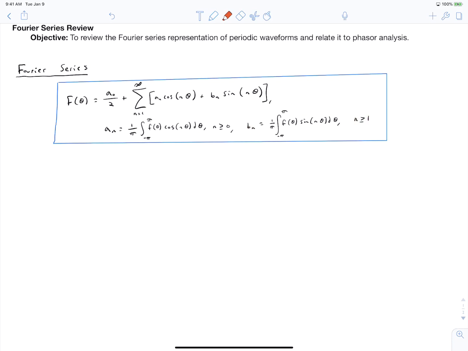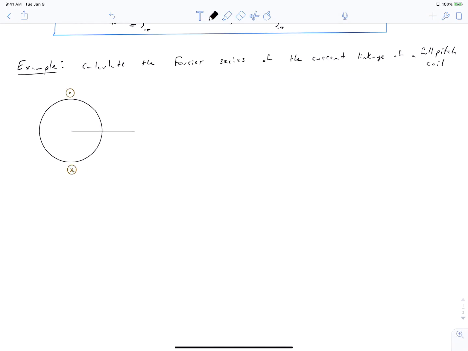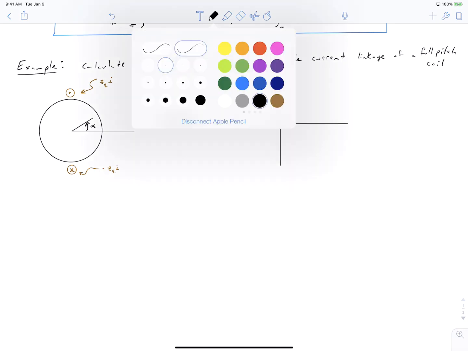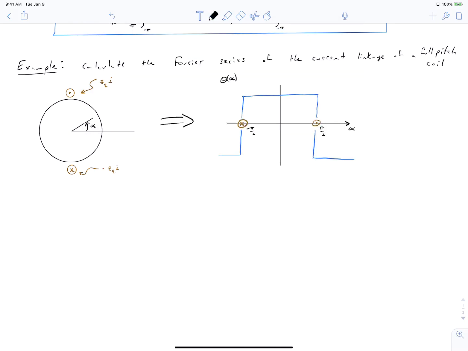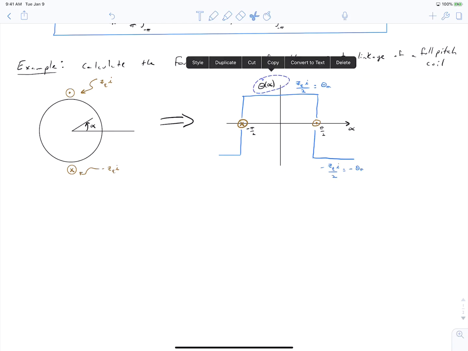Let's practice doing this. Let's practice calculating the Fourier series of the current linkage of a full pitch coil. So if you go back to your notes where we introduced the current linkage of a coil, you'll notice that the current linkage for a full pitch coil can be plotted as follows. So this is a plot of the current linkage of our full pitch coil. This is also our function, little f of alpha.